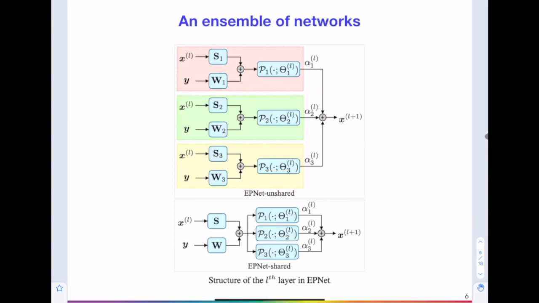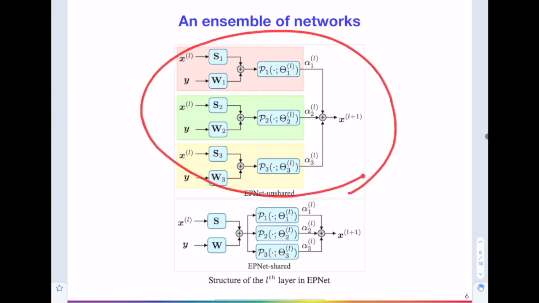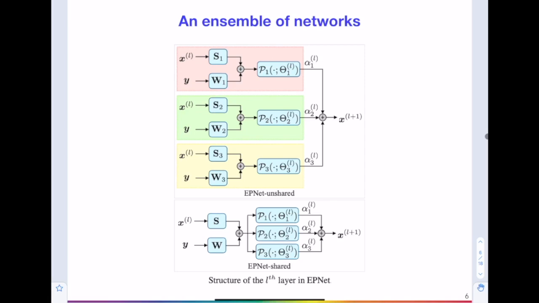We also propose a shared weights ensemble network where we would like to minimize the number of parameters that we are learning. As we can see, all these networks have similar linear transformations, and we can share the weights between them. In that case, only the proximal operators are going to be coming from different networks. In that case, this is called EPNet shared, and this one is called EPNet unshared. The advantage with EPNet shared is it has roughly as many parameters as the original networks, whereas EPNet unshared has almost 3 times more parameters than the individual networks.